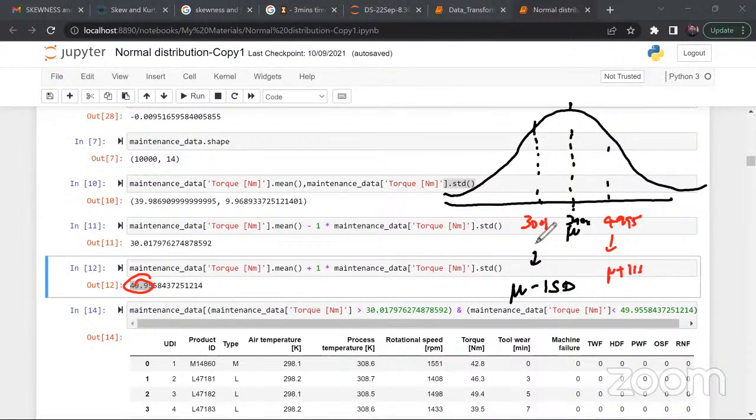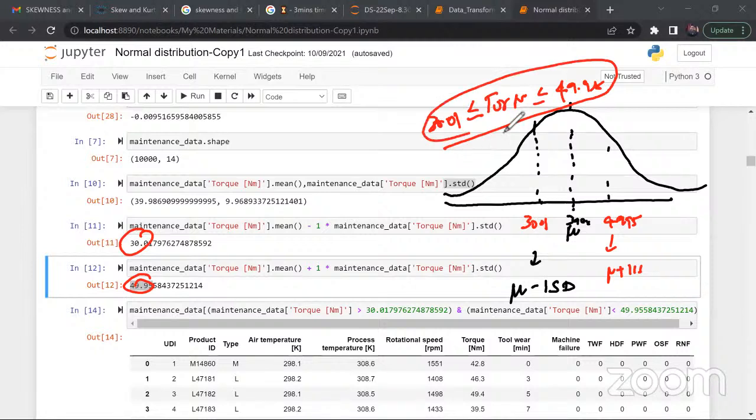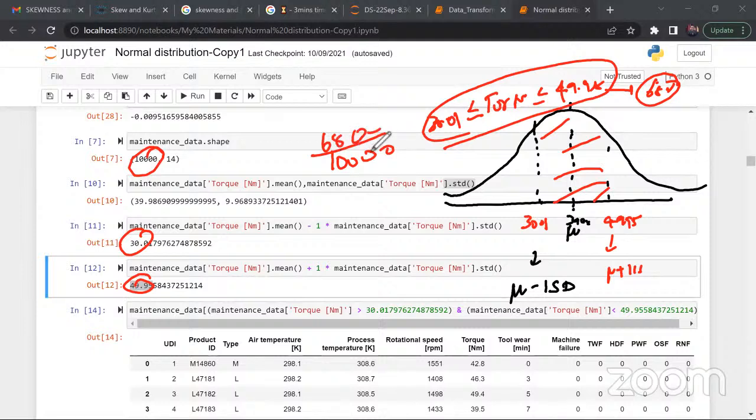Now, when torque in Newton meter is between 30.01 and 49.95, when I'm filtering this particular data, 68% of the data should fall within this range. All right. So that's the normal distribution rule. Within this, 68% of the total observations should fall. The total observation size is 10,000. Out of 10,000, 68% is 6,800, right? So 6,800 observations need to fall between this range, 30 to 49.